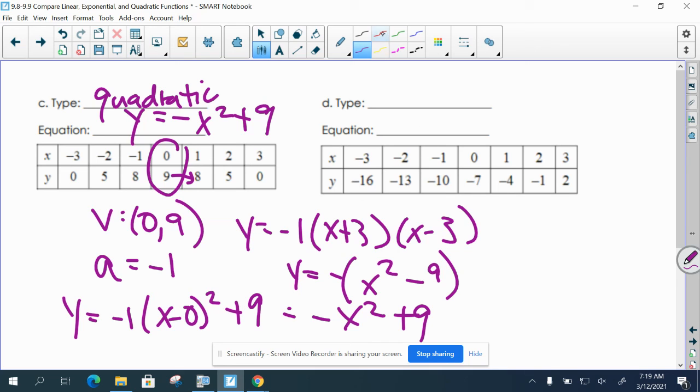All right, so the next one, you're adding 3 each time if you look at the table, and your y-intercept is -7. So this is linear, and the equation would be y equals, the slope is 3, so 3x, y-intercept is -7, so -7.